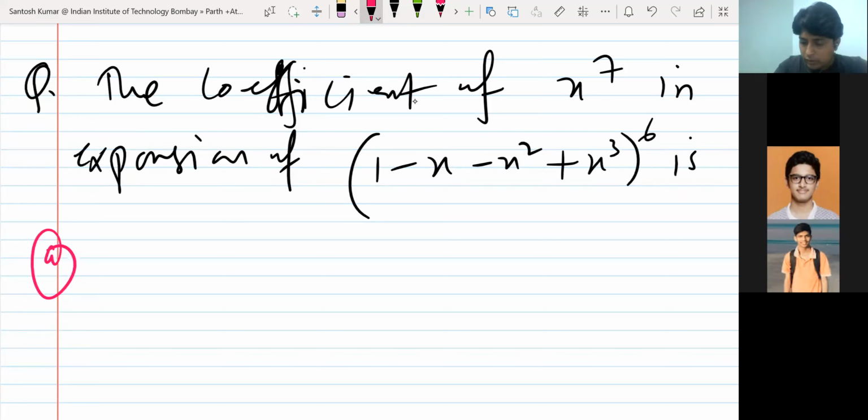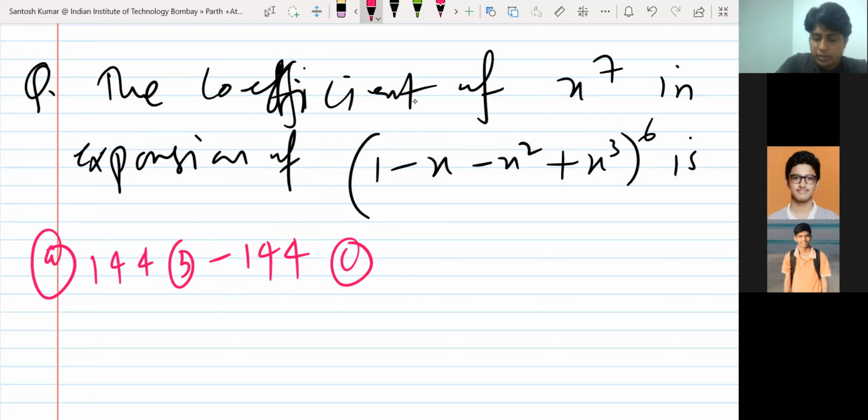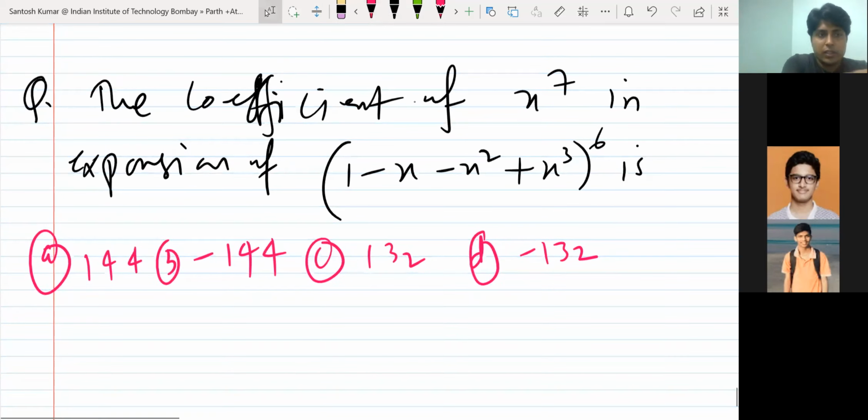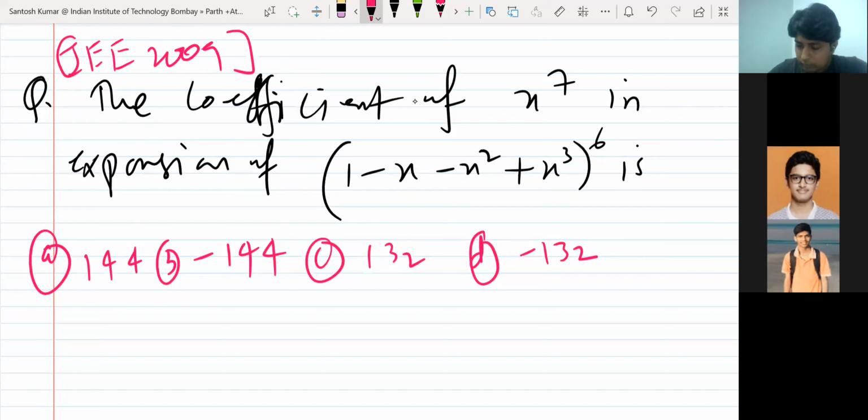Options you have: A, 144; B, minus 144; C, 132; D, minus 132. So this was asked in JEE Mains 2009. Try this. Okay. So you try to simplify the concept you have.